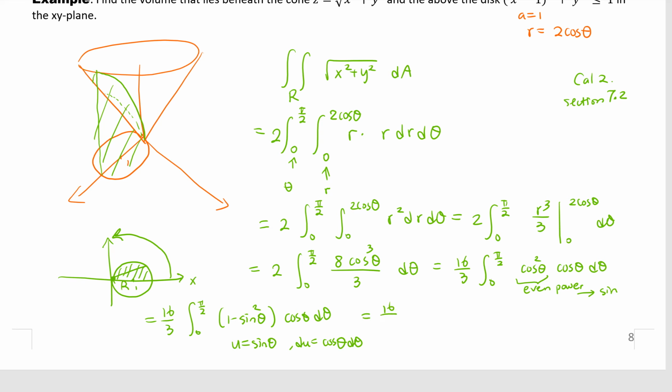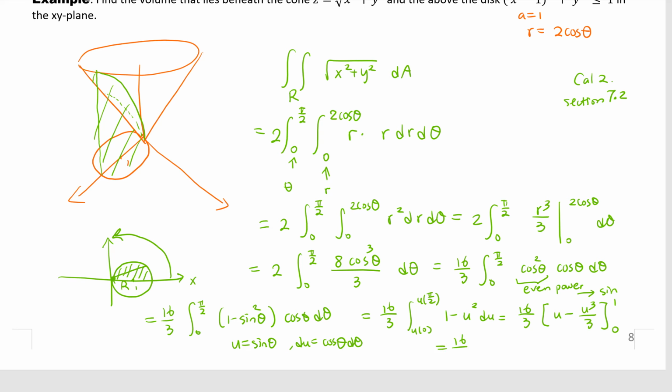So this is 16 over 3, integral from u of 0 to u of pi over 2 of 1 minus u squared du. This 16 over 3, the integral of 1 is u, the integral of u squared is u cubed over 3, evaluated from u of 0, so sine of 0 is 0, to u of pi over 2, sine pi over 2 is 1.